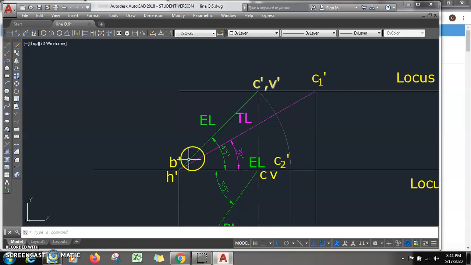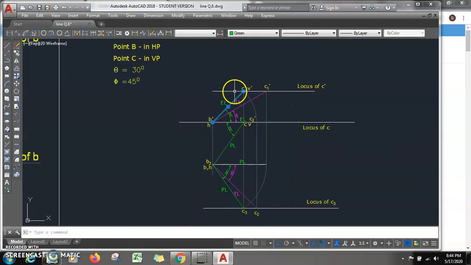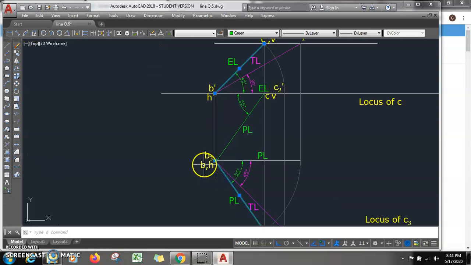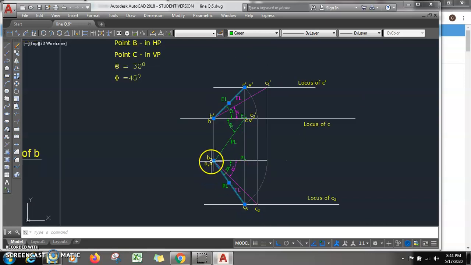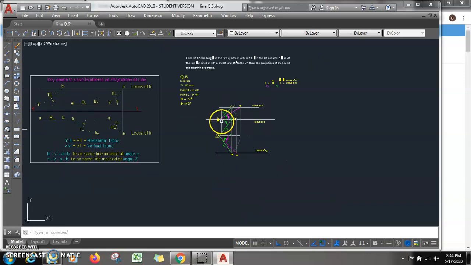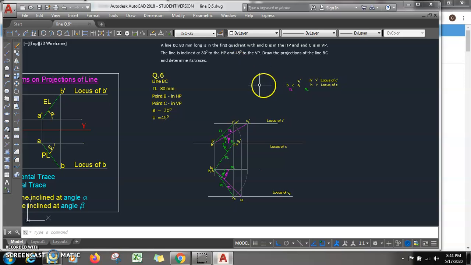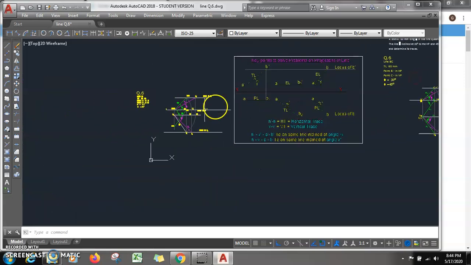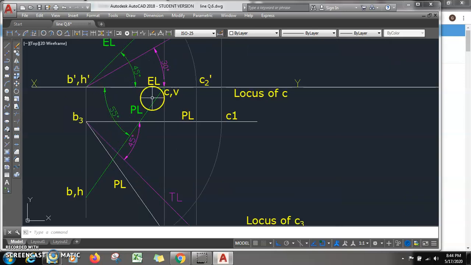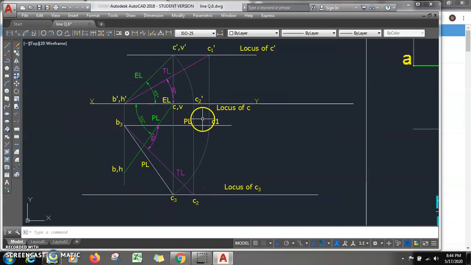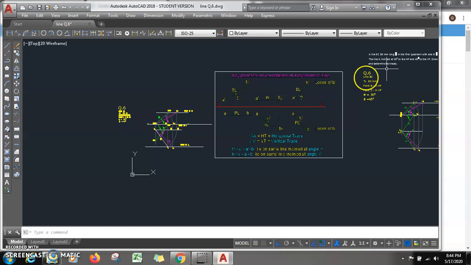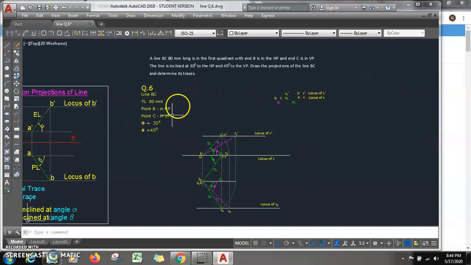So we know H dash, V dash, C dash lie on the same line inclined at angle alpha, and H, V, A, B lie on the same line inclined at angle beta. At point B itself there is point H. So this is the solution for this problem. Your complete solution will look like this. I hope you have understood the problem. Thank you.